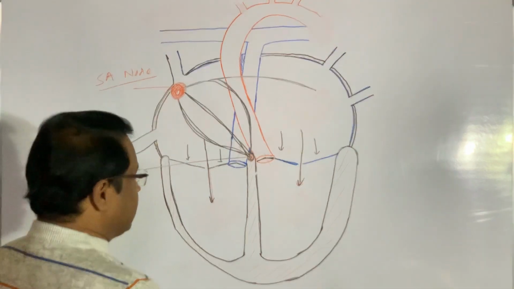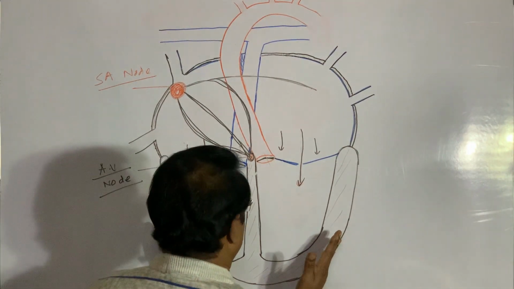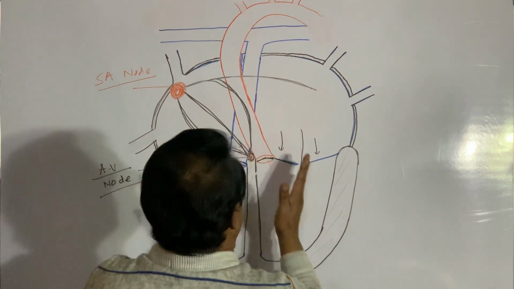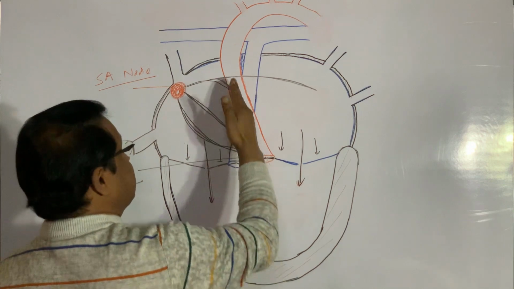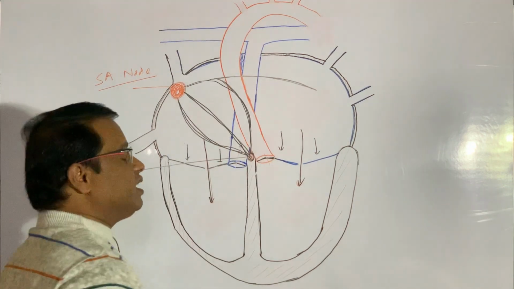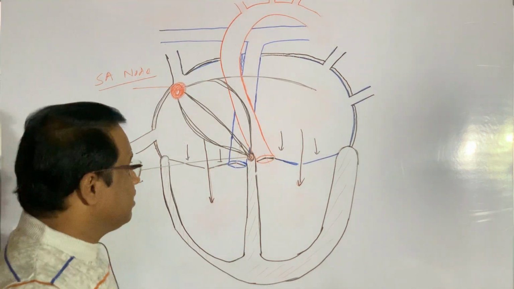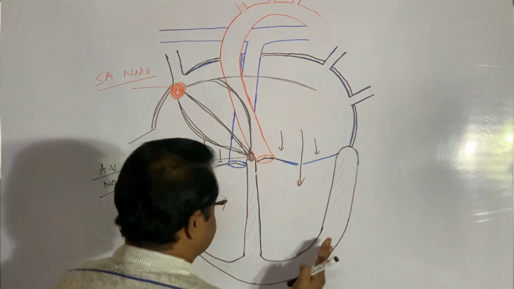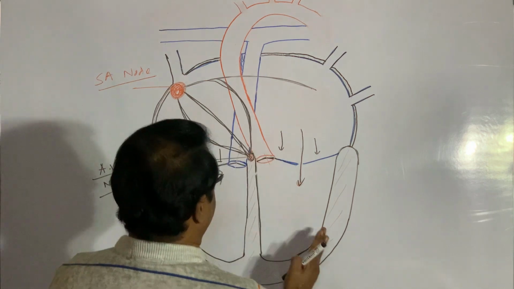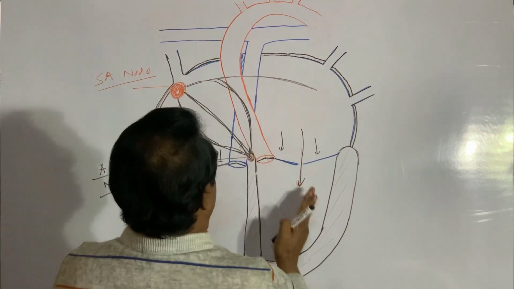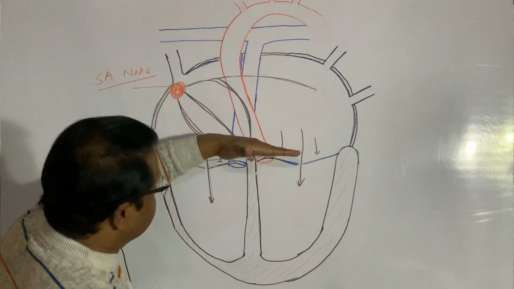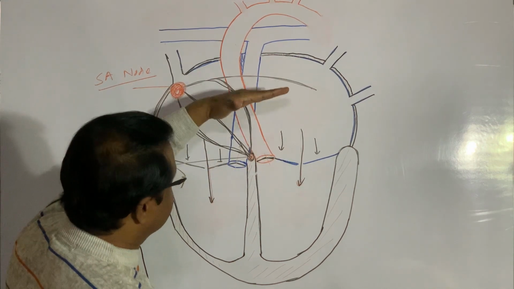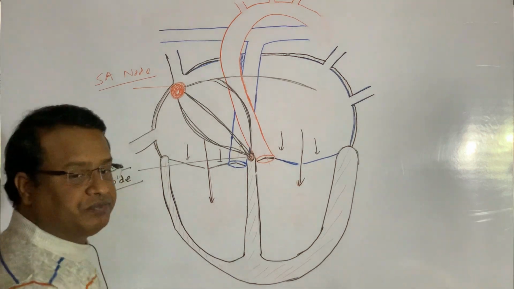On the other hand, if it starts from below, from the apex, blood can easily be ejected through the aorta and pulmonary artery. That's why it is very much needed to start contraction from below upward. Here we have just one connection to pass electricity or current from the atria to the ventricle.